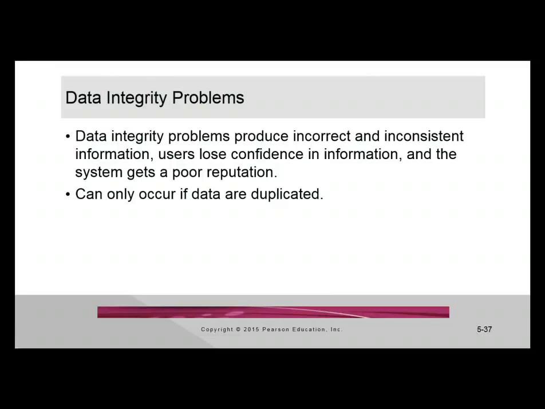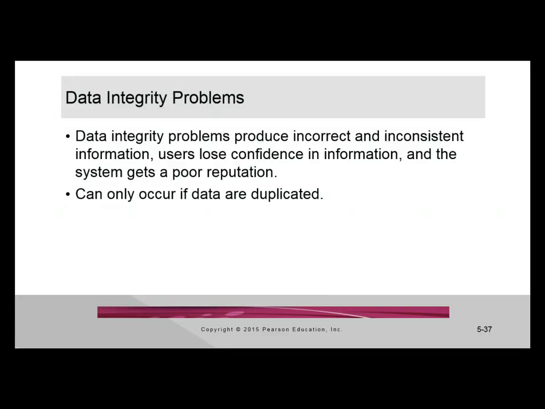Data integrity is a good word. Data integrity problems occur when we produce incorrect, inconsistent information. When things happen, we lose confidence in the information. Remember, information systems are only as good as the data that goes into them. We often use this, garbage in, garbage out, when we talk about information systems, GIGO. If the garbage goes in, the information that's synthesized on the back end is going to be garbage out. It's kind of like your body, garbage in, garbage out, right? So it can only occur if data are duplicated.